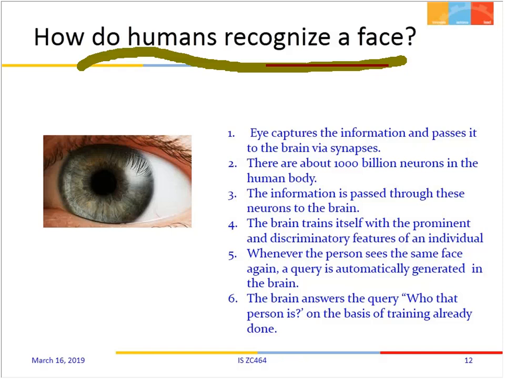So whenever the person sees the same face again, a query is automatically generated in the brain. The brain answers the query of who that person is on the basis of training already done, right? So the neurons process such information. Of course, here the feature extraction is also done by the human brain, which you can also do by artificial neural networks.